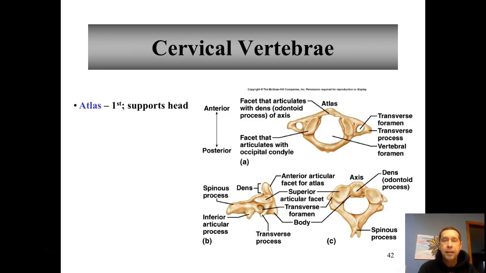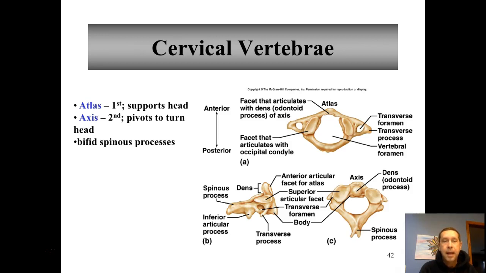The first one, the atlas, supports the head. It's going to directly articulate with the occipital condyles on the occipital bone and forms a fixed joint with the base of the skull. The axis, the second one, forms the pivot joint that allows us to turn our heads side to side, so the atlas and axis together form that pivot joint. There's another structure that forms that joint called the dens process, or the odontoid process, that's different from other vertebrae.